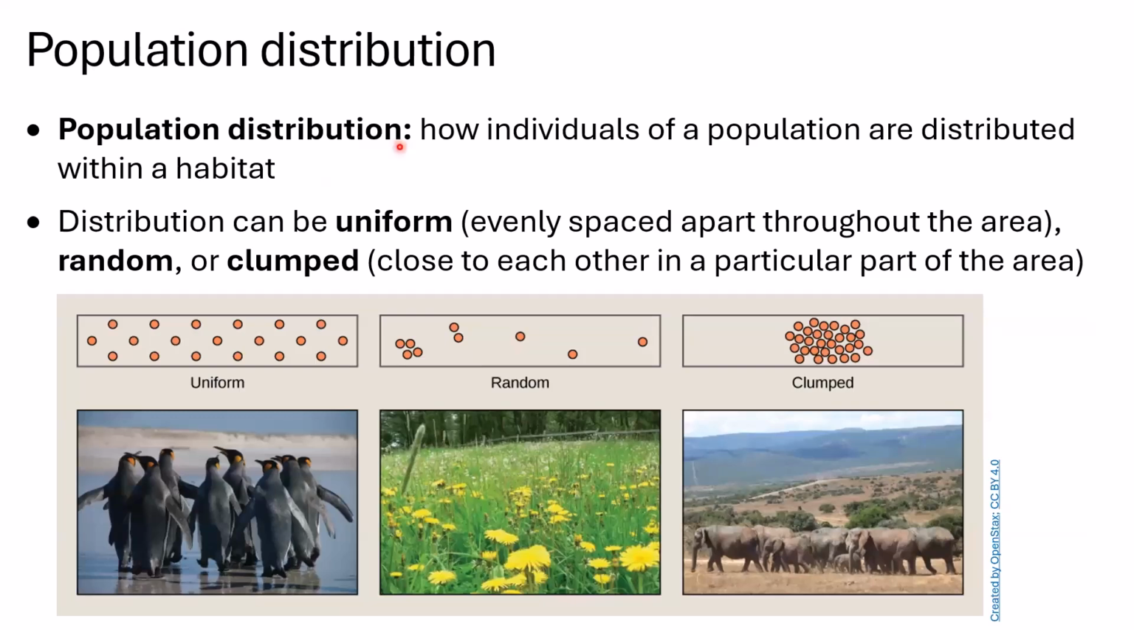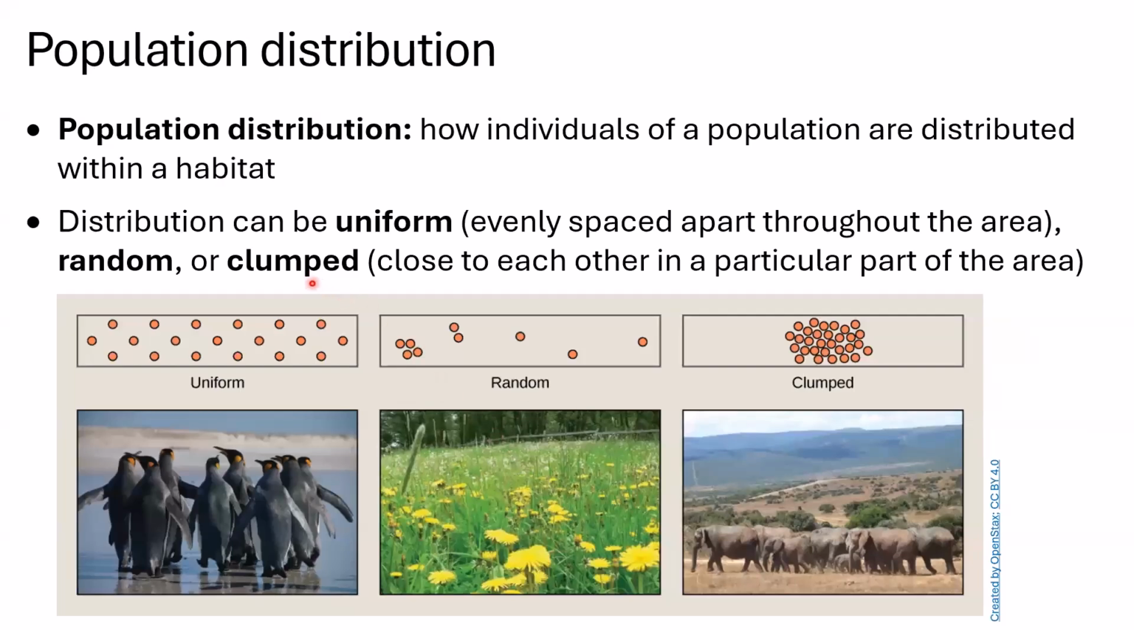Population distribution refers to how individuals of a population are distributed within a habitat. The distribution can be uniform, which is generally the case for territorial animals such as penguins. This ensures that individuals have an exclusive space that provides them with access to resources. There is also random distribution, which generally occurs with plants, due to seeds not controlling where they land and sprout.